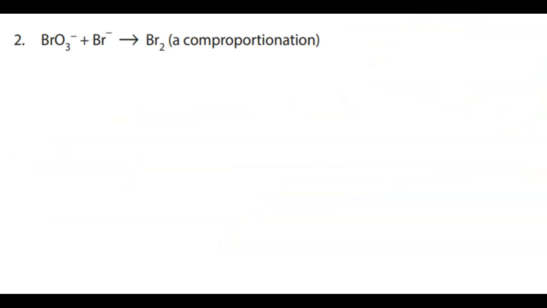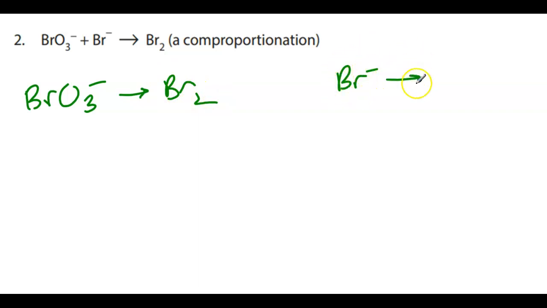Okay, so comproportionation, this is actually a little bit easier, right? So one half reaction is going to be BrO3 going to Br2. The other one is going to be Br negative going to Br2, right? So you go through the exact same process. So I'm just going to write down what the final answer would be here because I feel this is being a little bit repetitive. But essentially, you're just going to do the same thing.